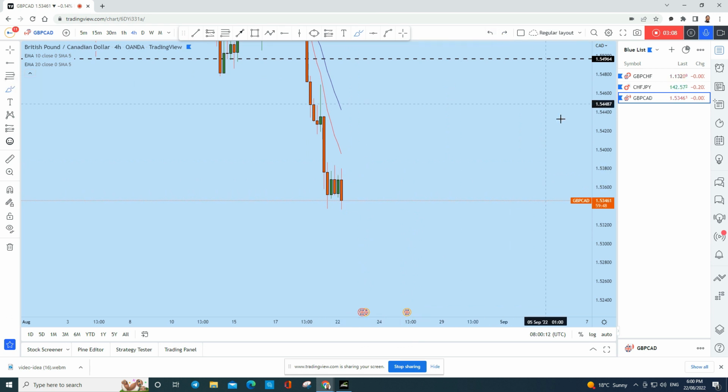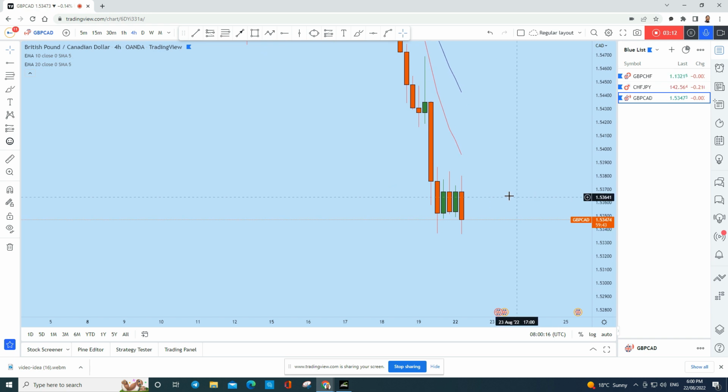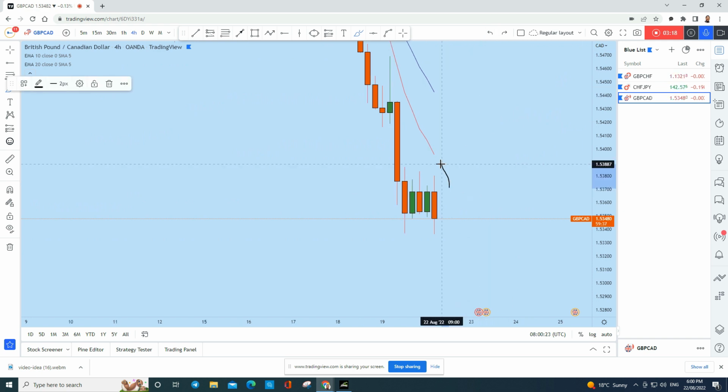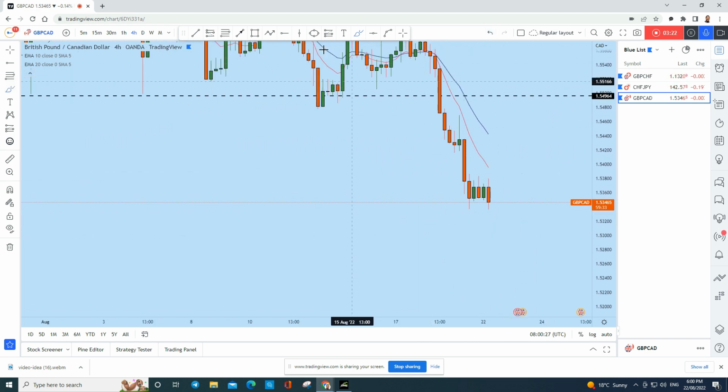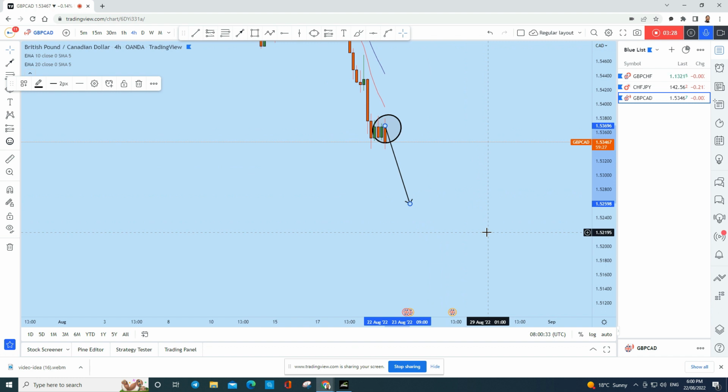This current candle still has 59 minutes to go from the time of recording, but we see that it has broken out of this structure completely to the downside. If it closes like we are expecting, then we can consider shorting from this zone based on the rules of our strategies on GBP CAD to the downside, with a high risk to reward ratio, if it fulfills all the rules of our strategies.